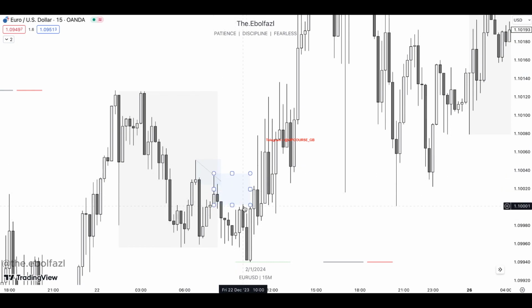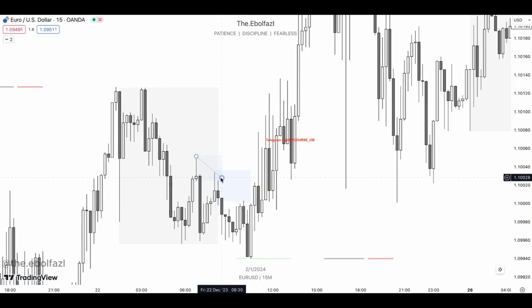Just take a look how price starts to fake reaction here and take them down, right? And you can just drag this and see price reverse exact from here. Okay, this is gonna be a great example of the equal high again for you guys.